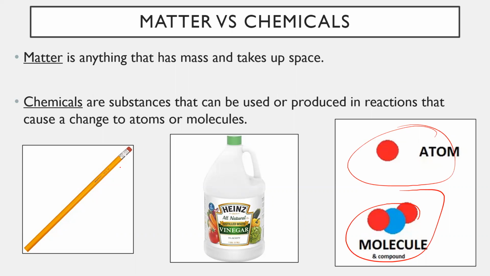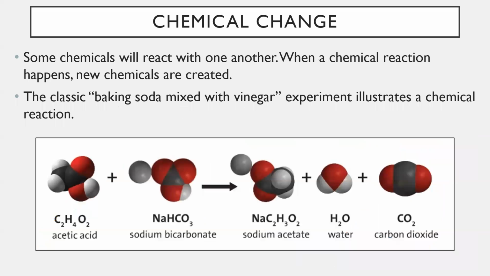So a pencil, for instance, that'd be a good example of just matter, right? There's many different things that make up this pencil, but it is made up of matter. Vinegar would be a good example of a chemical. Now, vinegar, of course, is also made of matter, but because it's something that can be used or produced in reactions, it is a good example of a chemical rather than just plain old matter. You won't find many people who would say a pencil is a chemical, right? You could say maybe the pencil lead inside could be thought of as a chemical, but even still, I'd prefer saying a pencil is just matter, right? It's not really a chemical.